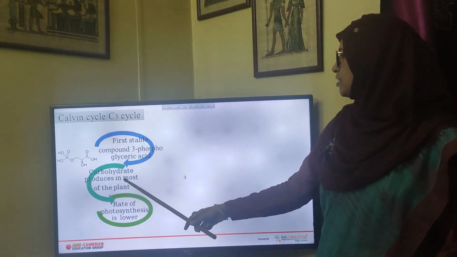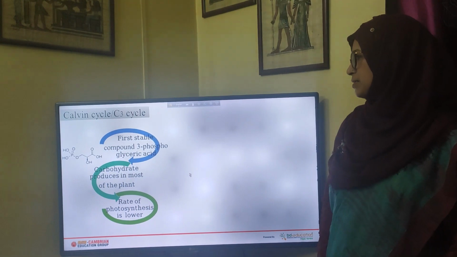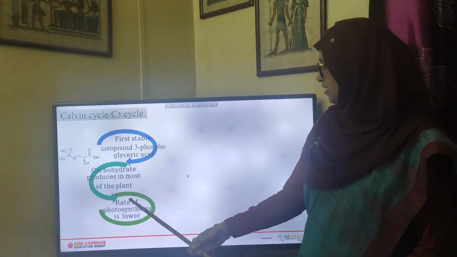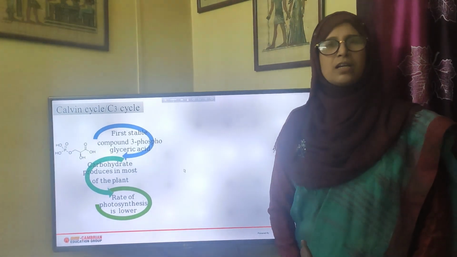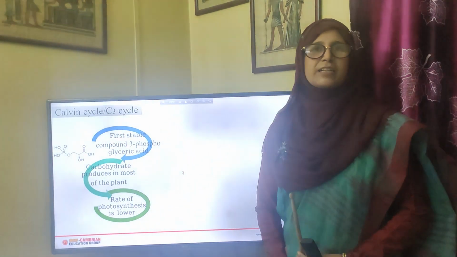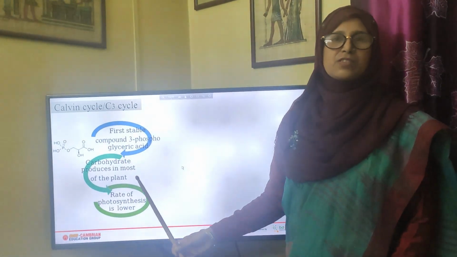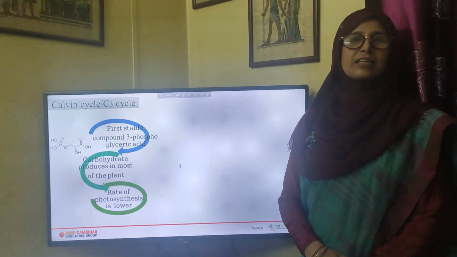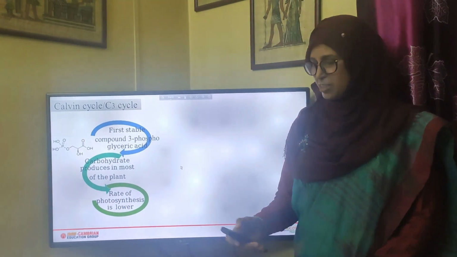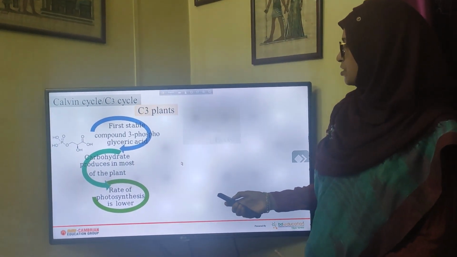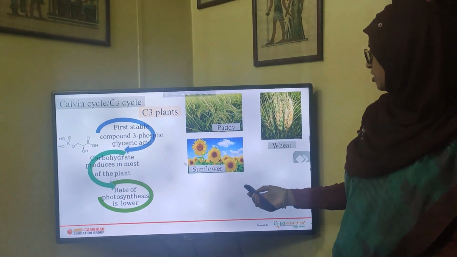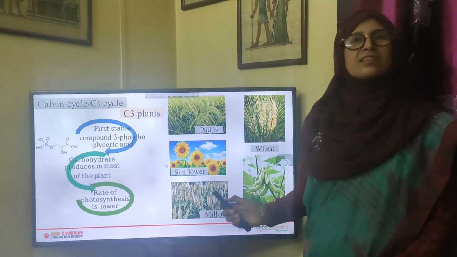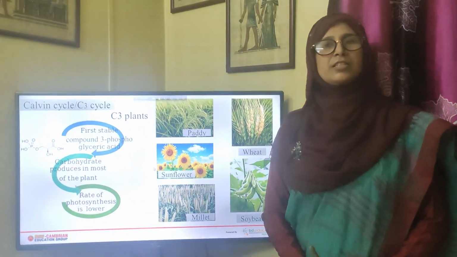Secondly, carbohydrate is produced in most of the plants, that means most plants produce carbohydrate by this process. And the rate of photosynthesis is lower, and adaptation capacity is less. So this is the C3 cycle, and which plants does this cycle take place in? These plants are C3 plants. Let's see the examples of C3 plants: paddy, wheat, sunflower, millet, that means barley, and soybean. These are the examples of C3 plants.